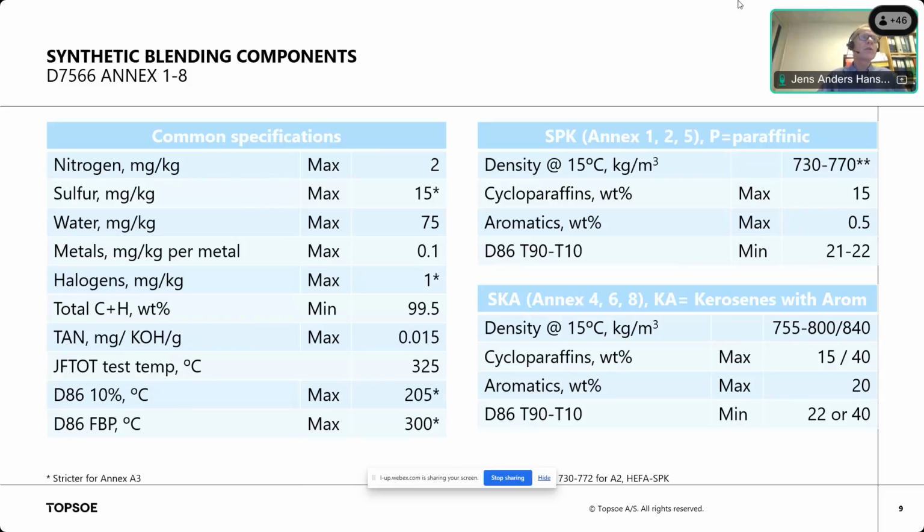But these components here are synthesized. They could come from Fischer-Tropsch wax or other very clean feedstocks. So this is showing very low values for contaminants. And this is something I will discuss with you, because that's more difficult when it comes to use of third generation biofuels.